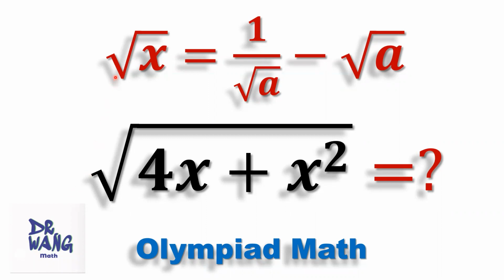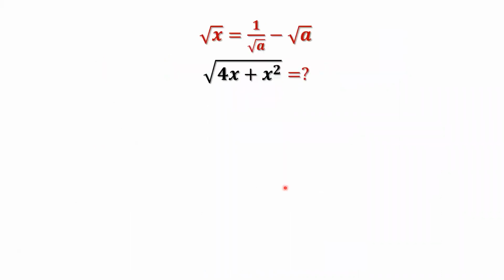If square root of x equals 1 over square root of a minus square root of a, can you find square root of 4x plus x squared? This is a given condition. We want to find the square root of something equals what?